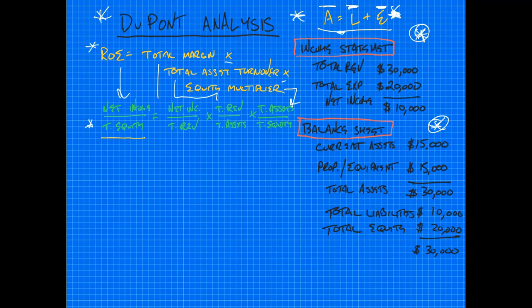Important metric, but we need to strip out some other components within there. So the next piece that we're going to be looking at, when we deconstruct this ROE, is total margin. Now, total margin is net income over total revenues. Net income is really the bottom line.